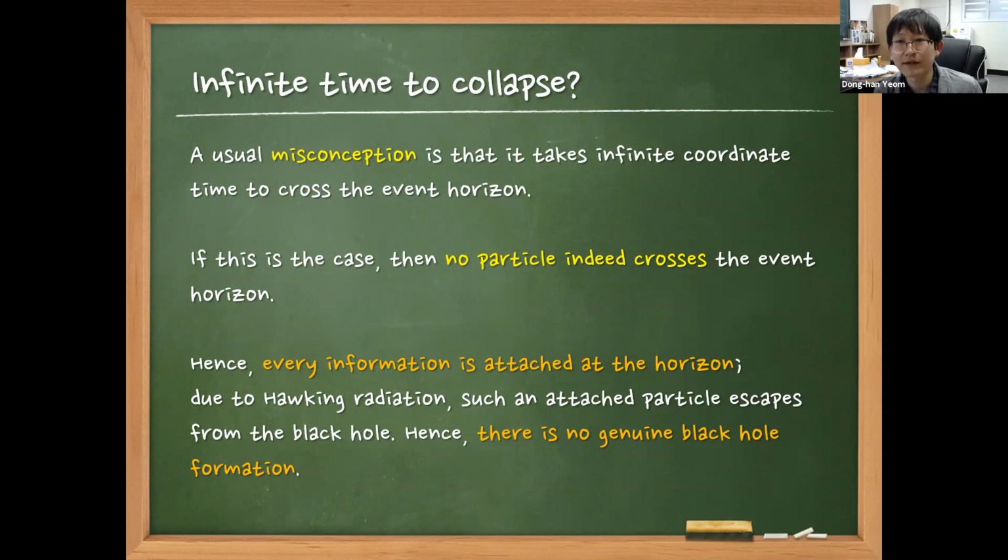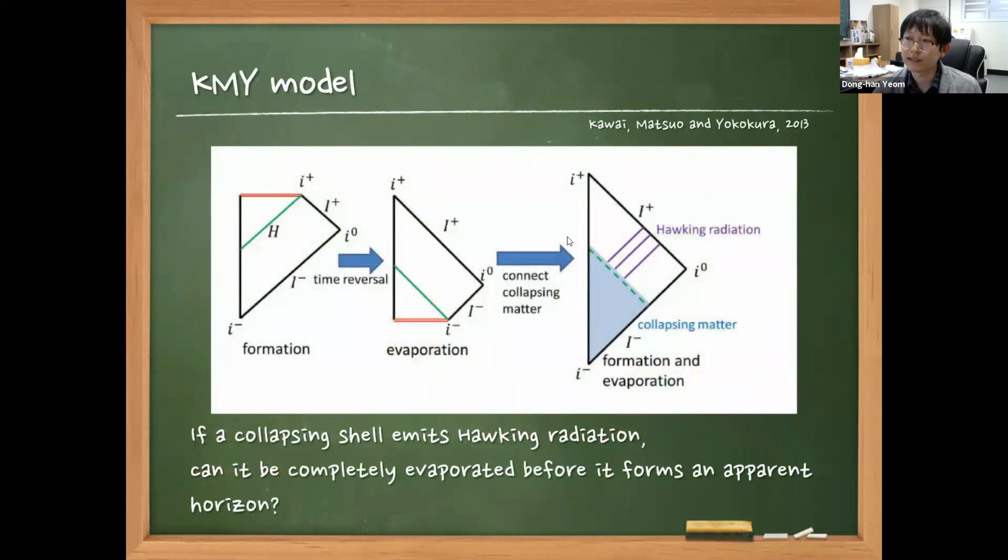And maybe later I will mention the other motivation, the black hole complementarity. But today I will say that this is indeed a wrong concept, a usual misconception of general relativity for dynamical processes. Even a problematic interpretation was made in the Kawai-Matsuo-Yokokura paper, the KMY model.